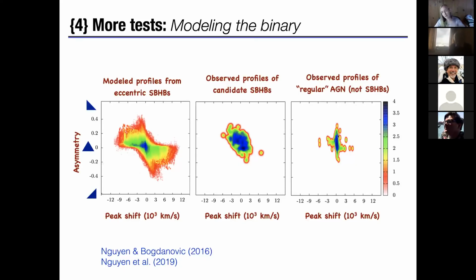And on the right, you have a sort of control sample of regular AGN that I made, where we had multiple epochs of spectroscopy from Sloan. And you can see that for the most part, they don't have big offsets, by definition, but there is still some range in the asymmetry. So really the takeaway here is that these binary models do occupy some of the same parts of parameter space as the candidates in this sense.